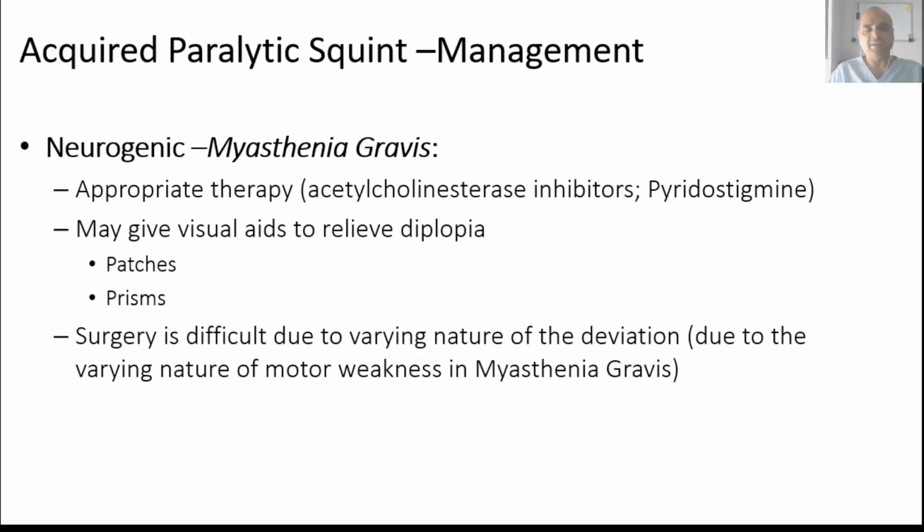Remember, in myasthenia gravis, the symptoms of the disease worsen as the day progresses, so the deviation would be changing. So it's very difficult to figure out how much of a squint to correct. So it's usually something that's taken after a lot of consideration, and if the patient is willing to take the chance of surgery as a means of correcting or managing diplopia.